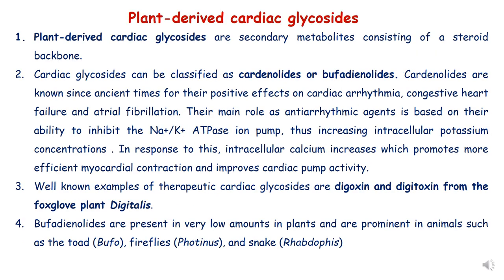Plant-derived cardiac glycosides are secondary metabolites consisting of a steroid backbone, and they can be classified as cardenolides or bufadienolides. Cardenolides have been known since ancient times for their positive effects on cardiac arrhythmia, congestive heart failure, and atrial fibrillation. Their main role as anti-arrhythmic agents is based on their ability to inhibit the sodium-potassium ATPase ion pump, thus increasing intracellular sodium concentrations. In response, intracellular calcium increases, which promotes more efficient myocardial contraction and improves cardiac pump activity.